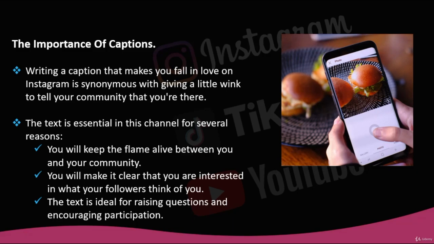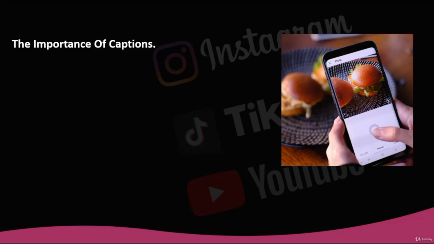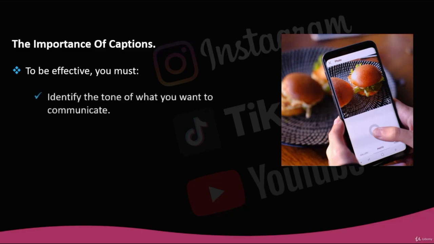But writing a caption that gets the full attention of your followers also has its creative and intellectual process. To be effective, you must identify the tone of what you want to communicate. Identify what qualities and values you want to be remembered for. Be consistent. Make a right combination of image and caption. Both things must be connected because your post can have a decent picture. Still, if it does not have a good caption or an engaging story in the caption, then you will not generate the reactions you want so much.